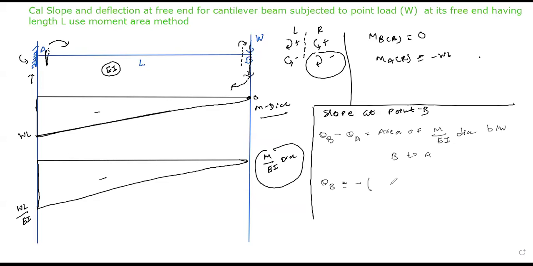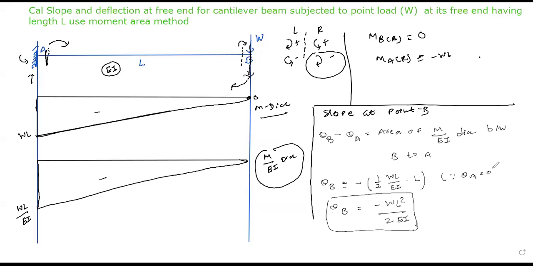Yes, exactly right. So can I say that we need to calculate the area of the M by EI diagram? So we need to calculate the area of a triangle. That is nothing but 1 by 2 into WL by EI into L. Yes or no? Please confirm me. So my value of theta B equals minus WL square divided by 2EI. Just compare with the Macaulay's method calculation. Your answer will be the same. Just compare with that, because theta A equals 0. Is it clear or not?